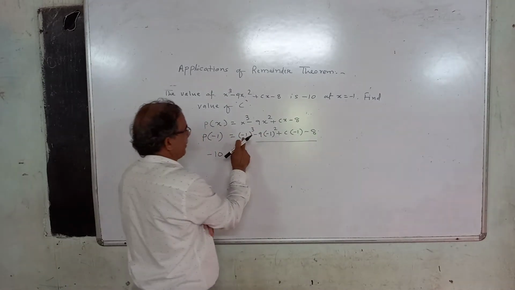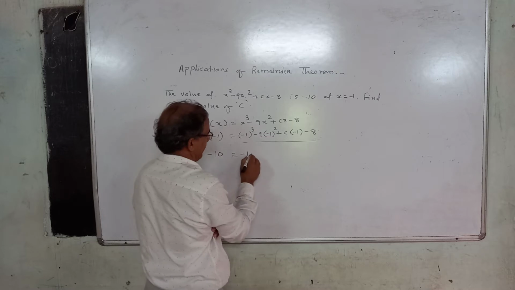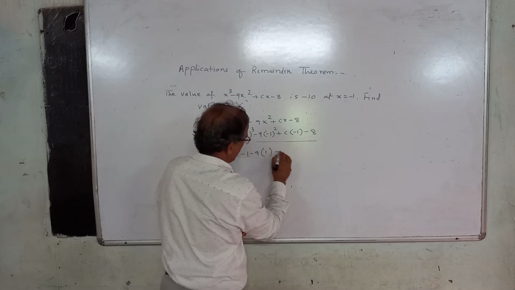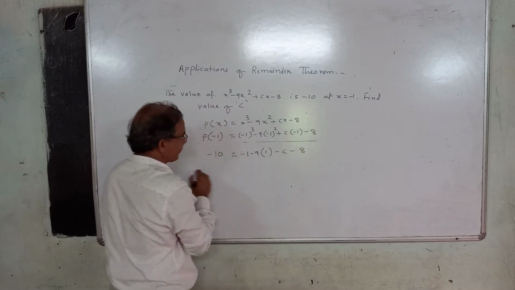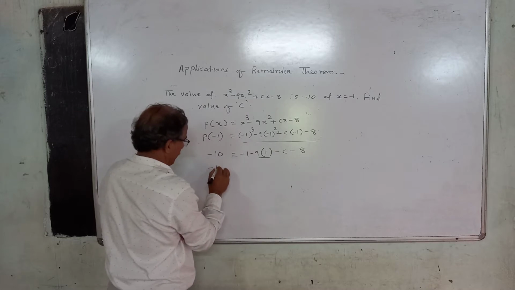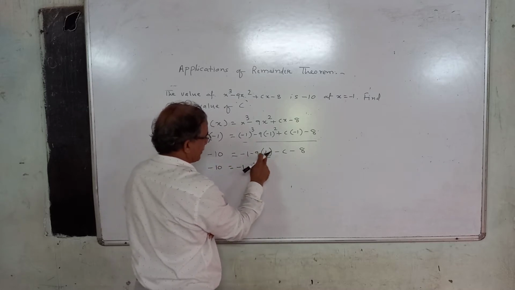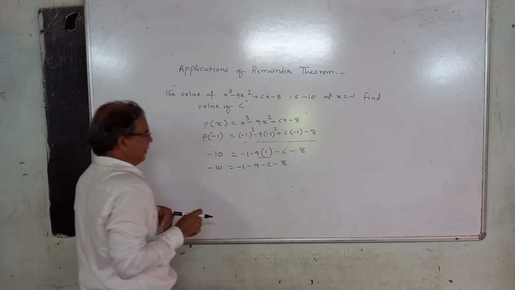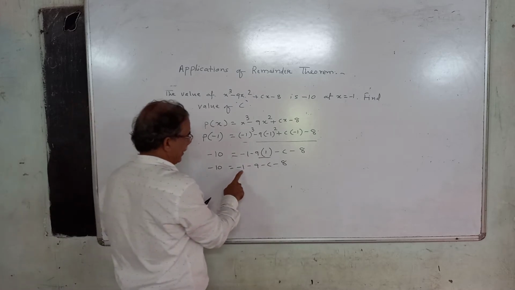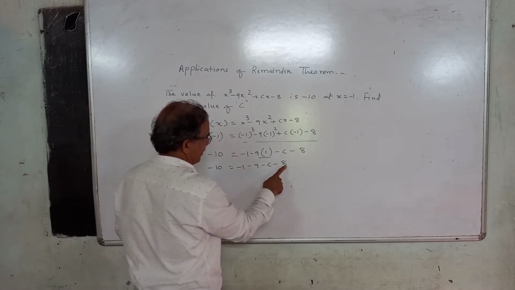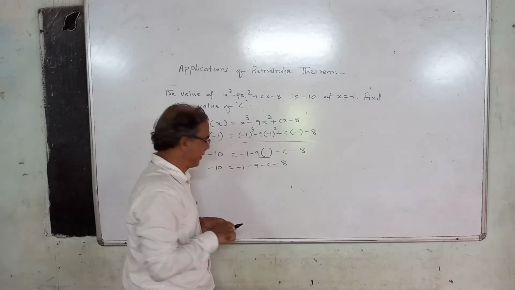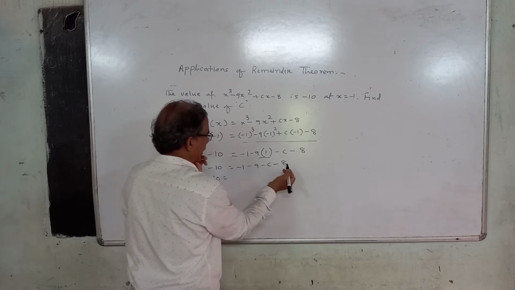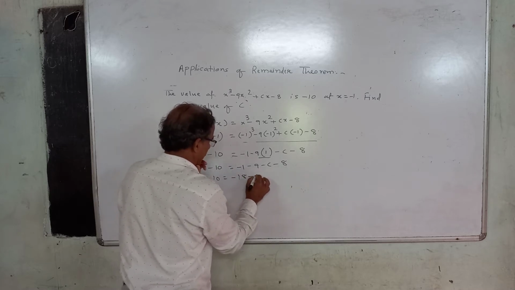Now let us find this answer. Minus 1 is minus 1. Minus 9 into minus 1 square, 1. Plus c into minus 1, minus c, and minus 8. Now we have to simplify this part. So minus 10 is equal to minus 1 minus 9 into 1, minus 9, minus c minus 8. Now see, to the right hand side of equality sign, there are three integers, minus 1, minus 9 and minus 8. Three integers means they are like terms, we can add them. So minus 10 is equal to minus 9 and minus 1, minus 10, and minus 8, minus 18, minus c.